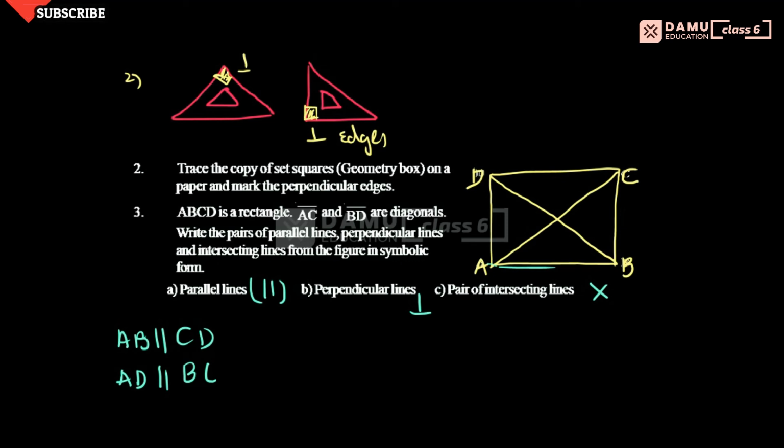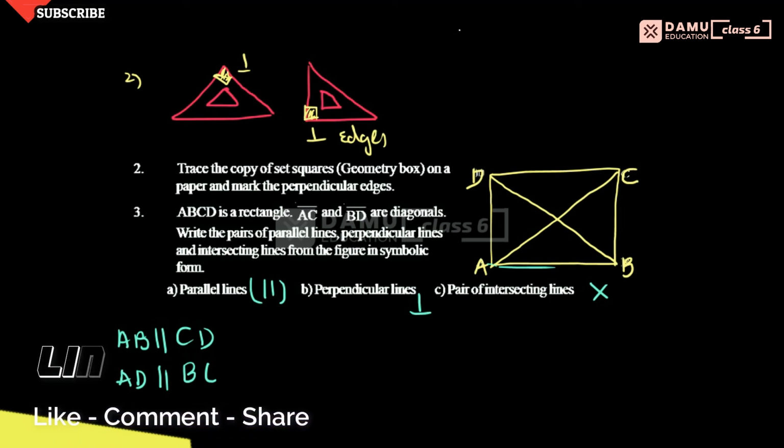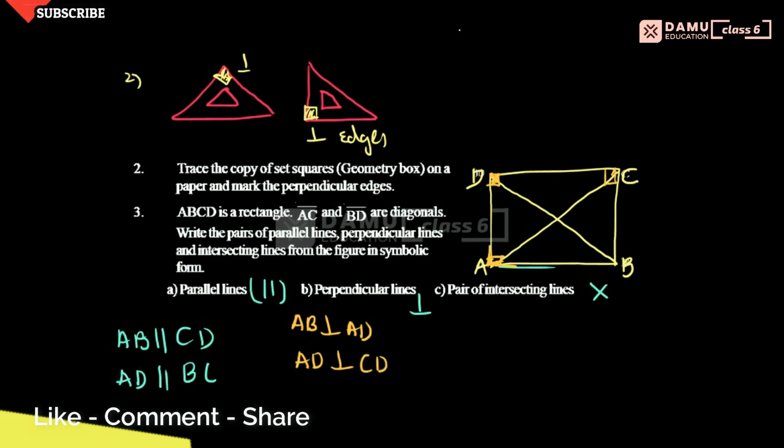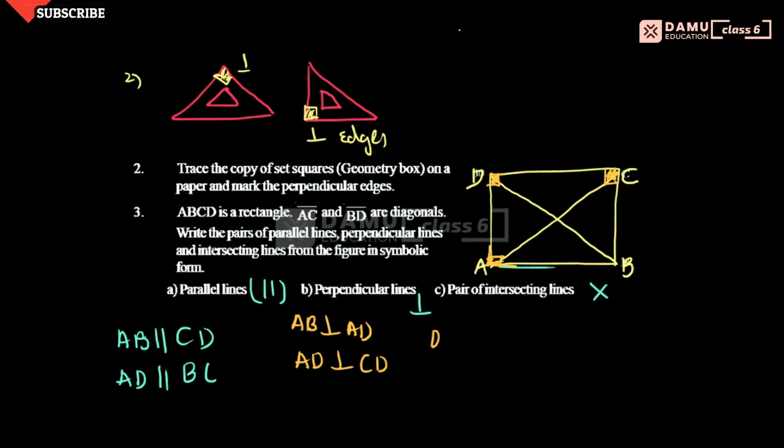Next, let's take perpendicular lines. Here AD is perpendicular to AB. These two are perpendicular. So AB is perpendicular to AD. Then AD is perpendicular to CD, or DC. Then DC is perpendicular to CB.